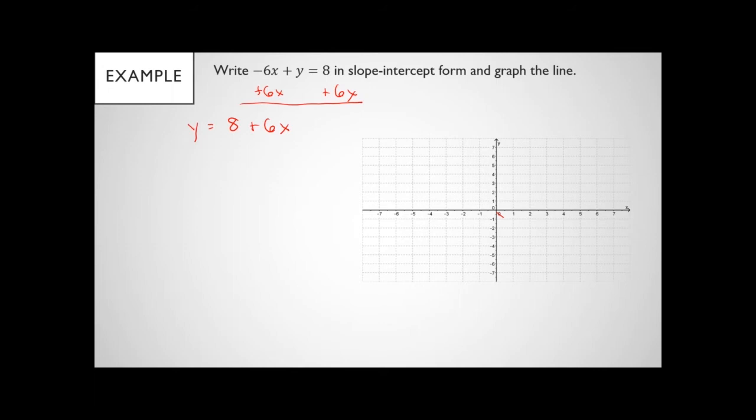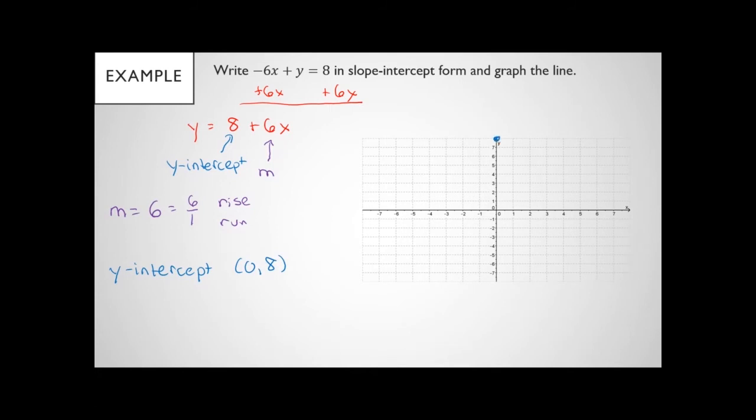It's good to identify each part. The number in front of x is our slope. So our slope here, m, is equal to 6. We're going to write that as a fraction, which is 6 over 1, which means we're going to be going up 6, and then we're going to go to the right by 1. Now we also have our y-intercept, which is 8. I'm going to write it as an ordered pair. Our y-intercept is (0, 8).